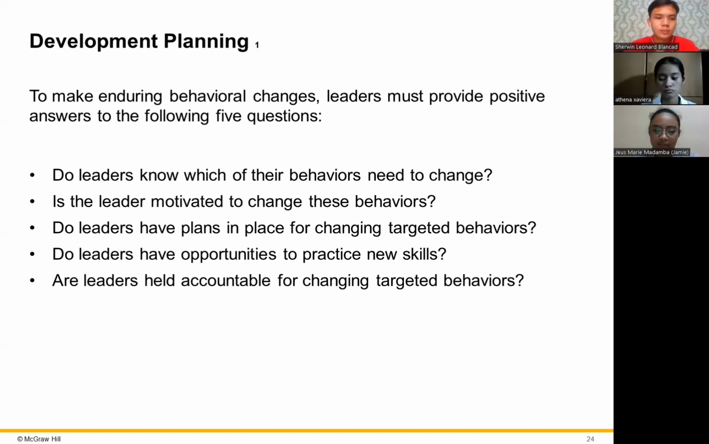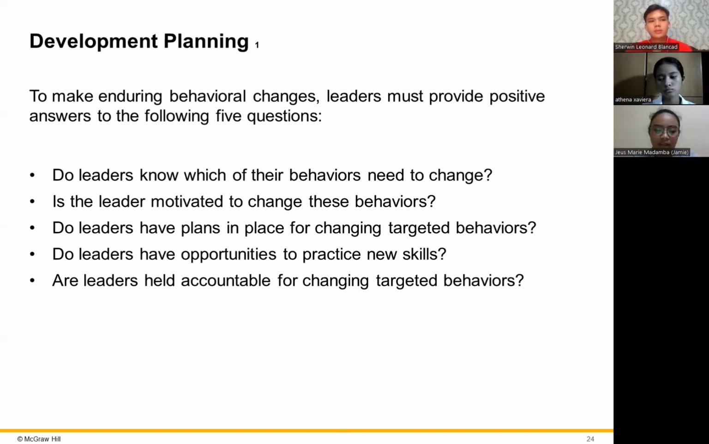Second, is the leader motivated to change these behaviors? If there are behaviors that need to be changed, the answer to this question is as important as the first. Third, do leaders have plans in place for changing targeted behaviors? From the name development planning, there will be no development, of course, if there was no planning that took place. Fourth, do leaders have opportunities to practice new skills? Ideally, there must be, since an individual who carries the position of a leader is always practicing new skills.